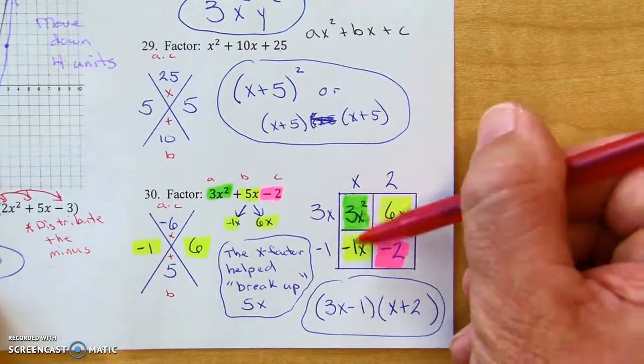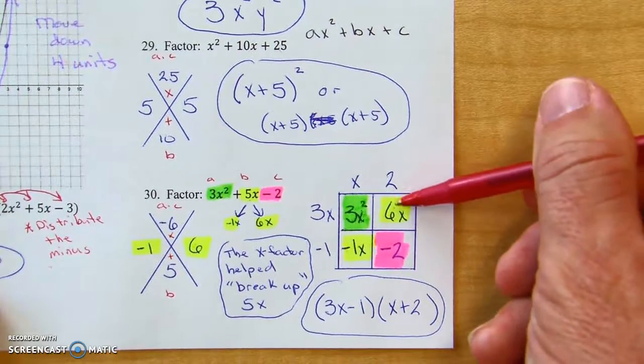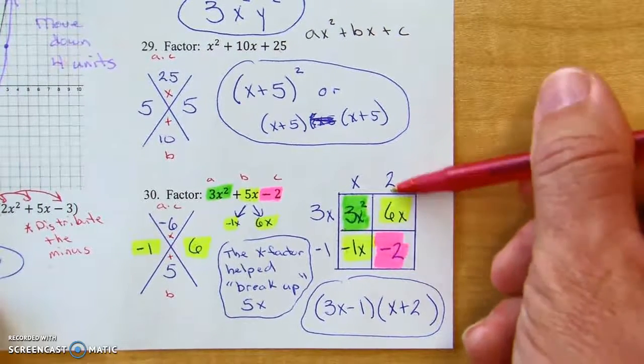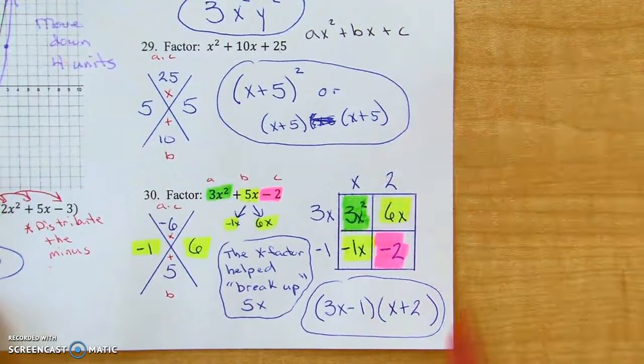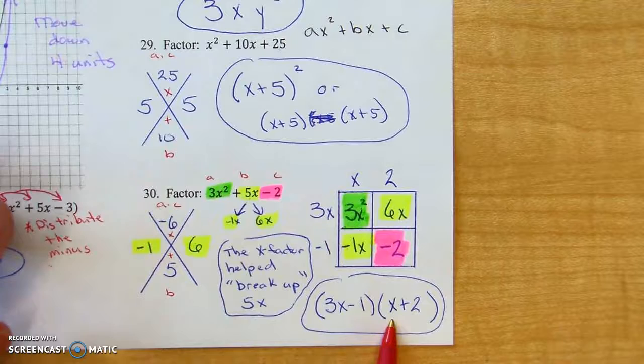For the columns, they both have at least an x, and I'm not going to touch the negative since 3 is not negative. So I can just take out an x. And over here, 2 goes into 6 and 2, but once again, I'm not going to make that a negative. So my answer would be 3x minus 1 times x plus 2.